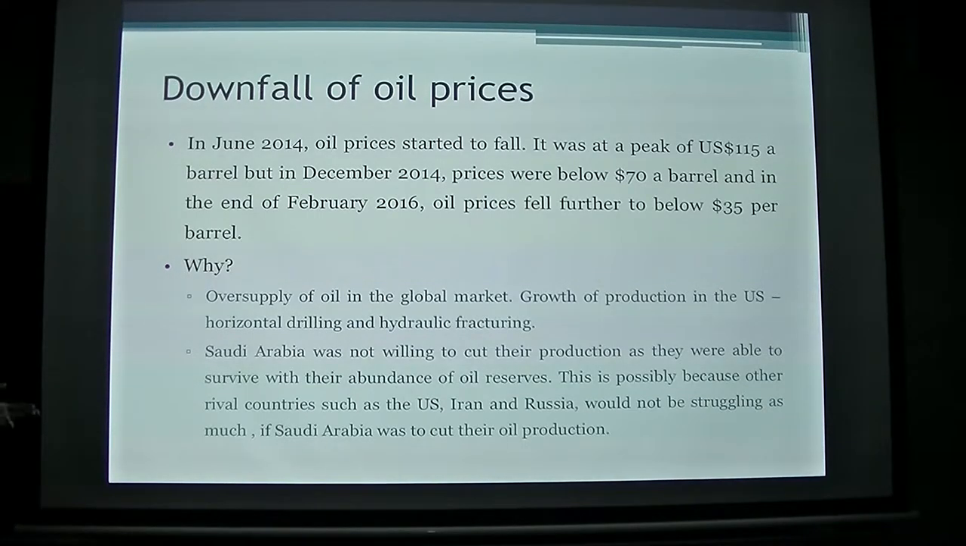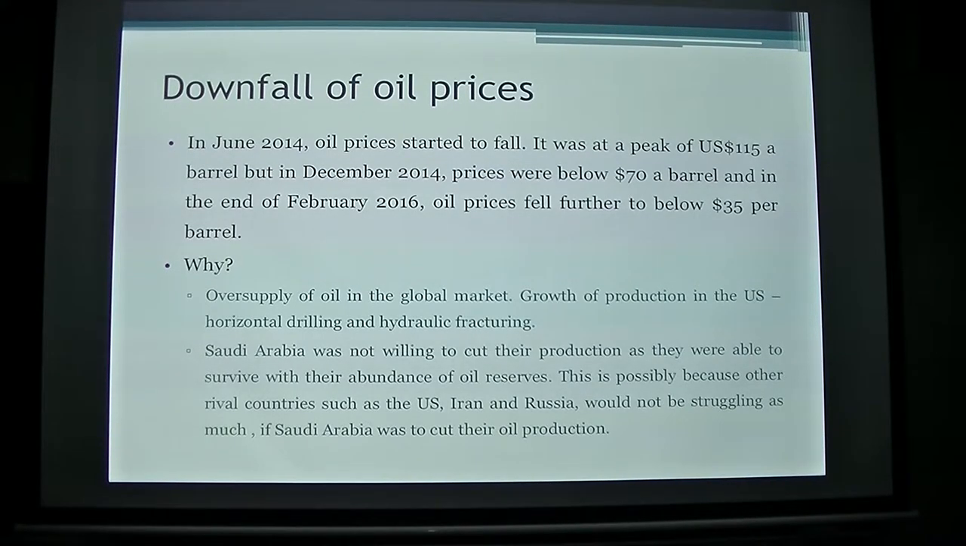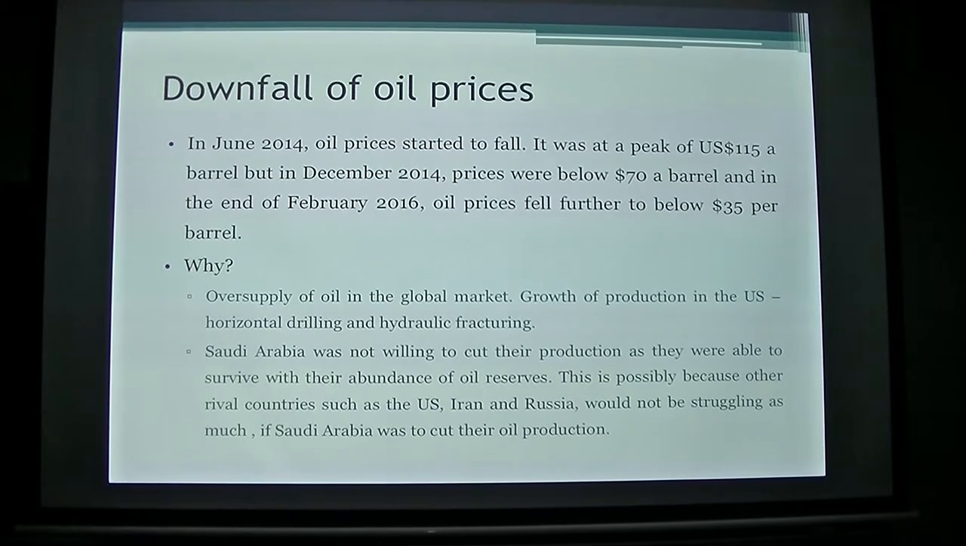If they cut their production, rival countries such as the US, who, as I said, are entering the oil market as they grow their production, and also Iran and Russia, who are supporting Syria in the current Syria war, would benefit. They are on opposing sides, where they are supporting Assad, and Saudi Arabia is supporting the opposition. So they would not be struggling as much if Saudi Arabia were to cut their oil production.